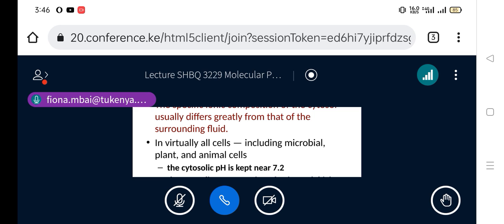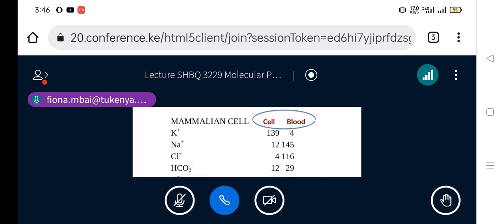The cytosolic concentration of potassium is much higher than that of sodium. Those are key elements that we went into detail earlier on. So this is very specific about cellular ion composition, and it is an important thing to keep in mind as we go along. So in typical cells and blood of vertebrates, the concentrations of potassium, sodium, chloride, bicarbonate, magnesium, and calcium vary.